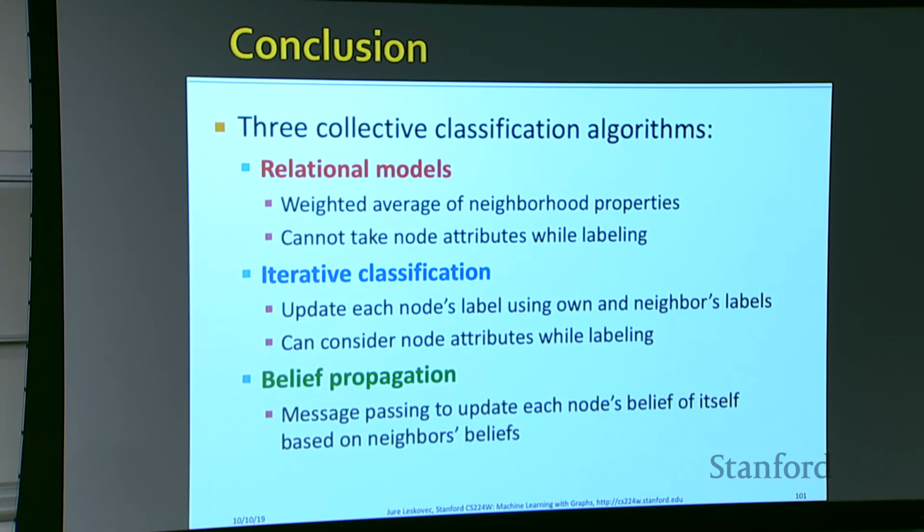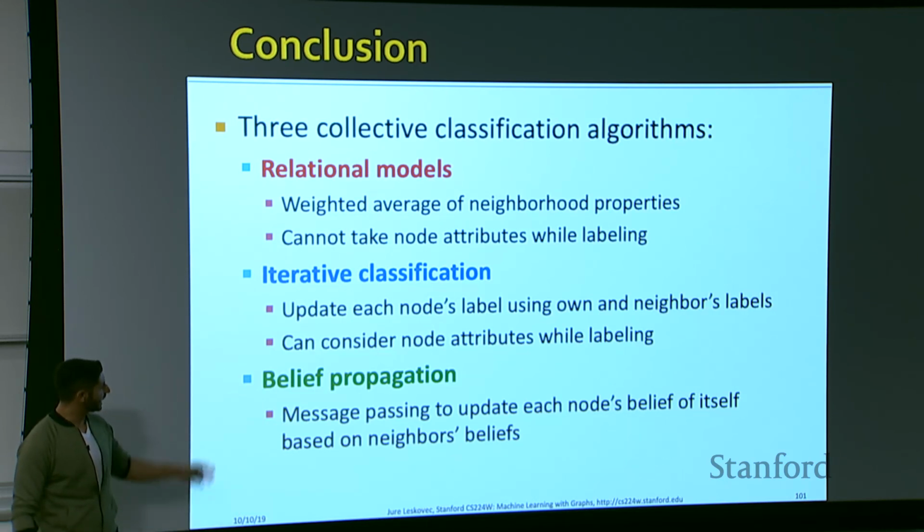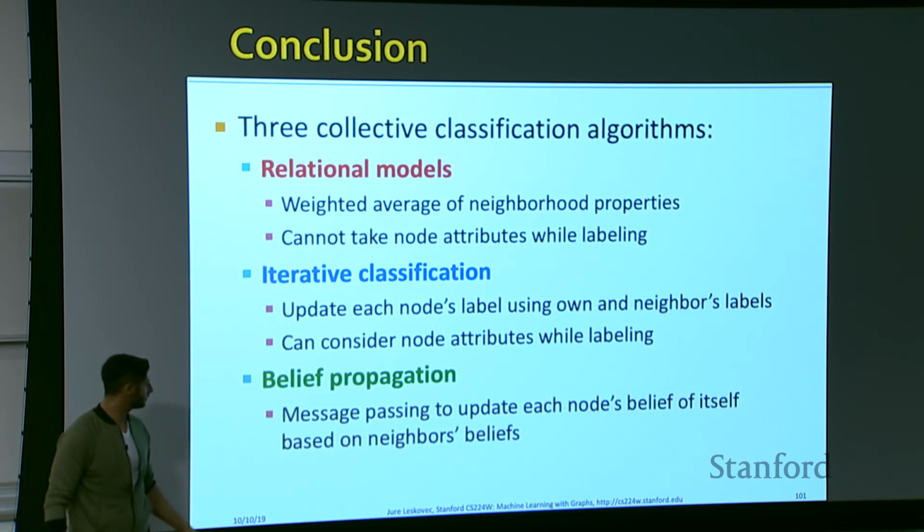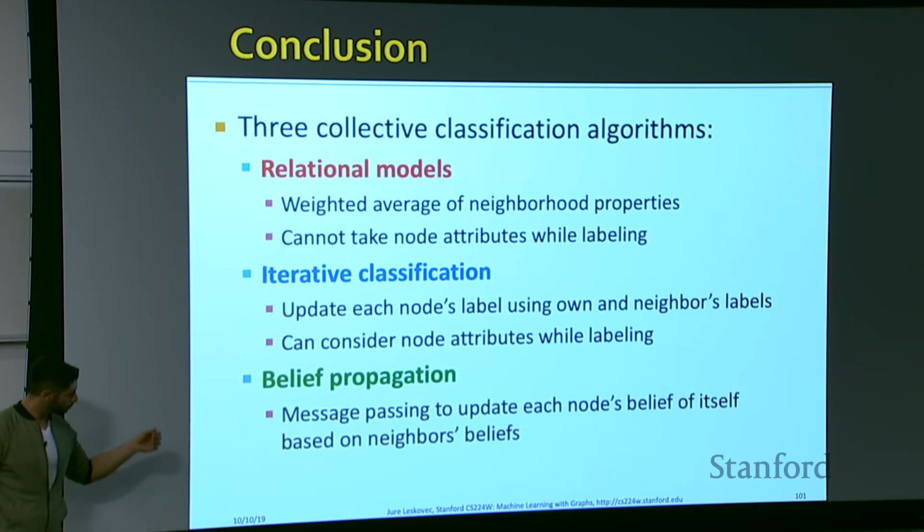Okay, to conclude very quickly, we're seeing 3 different models today. The relational one, we just average the neighbor properties, but it doesn't use the node attributes while labeling. We're seeing the iterative classification that not only uses the node labels, but also the neighbors' labels, and it can consider the node attributes while labeling. And last but not least, we're seeing belief propagation, where by message passing, we update each node's belief of itself based on all the neighbors' beliefs.